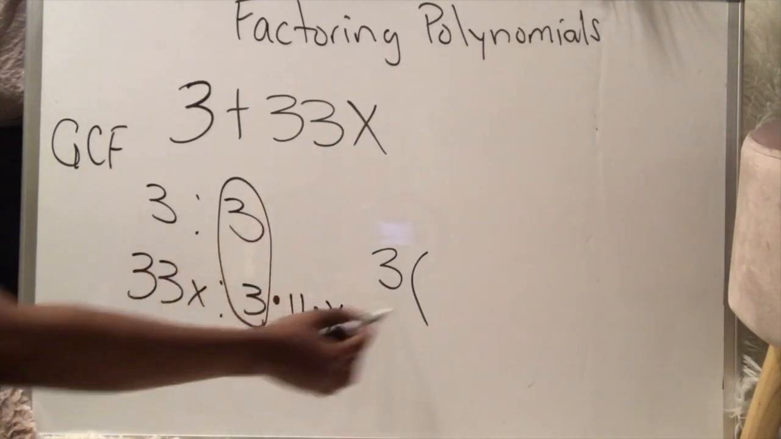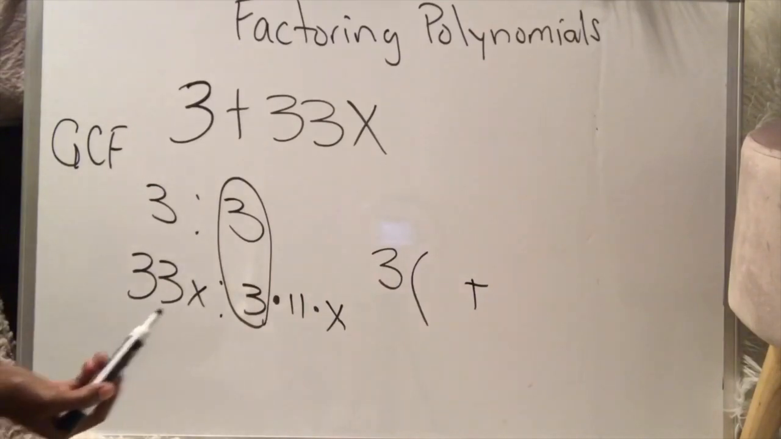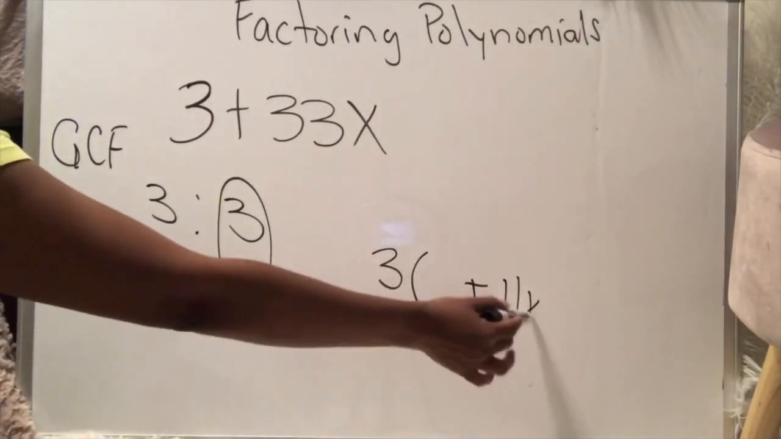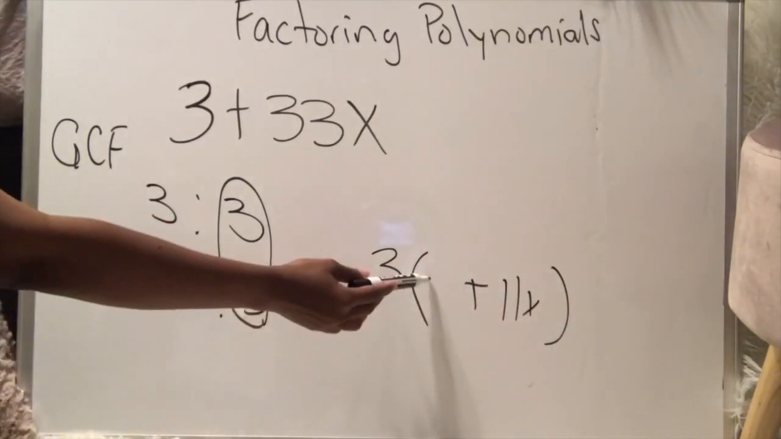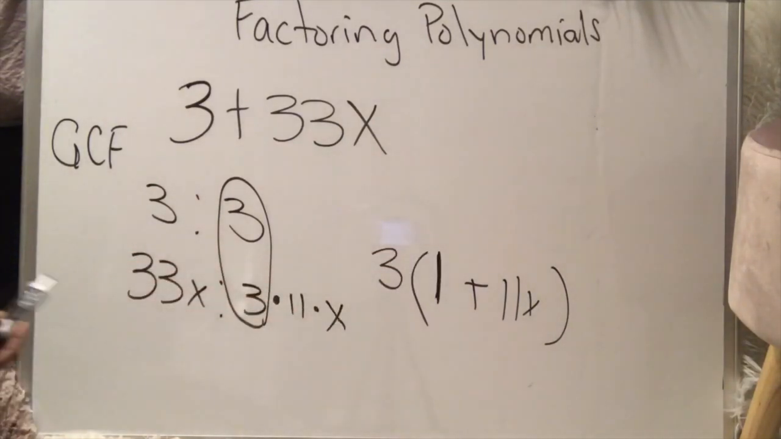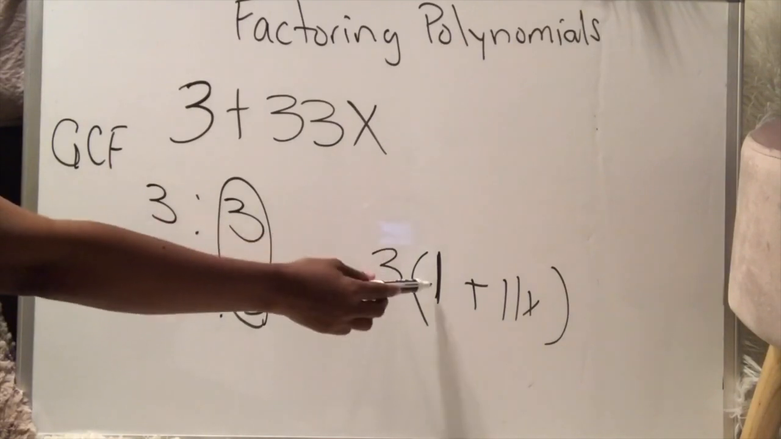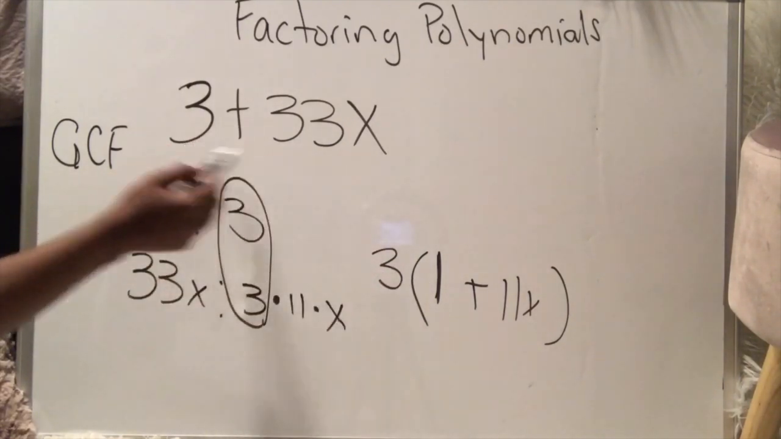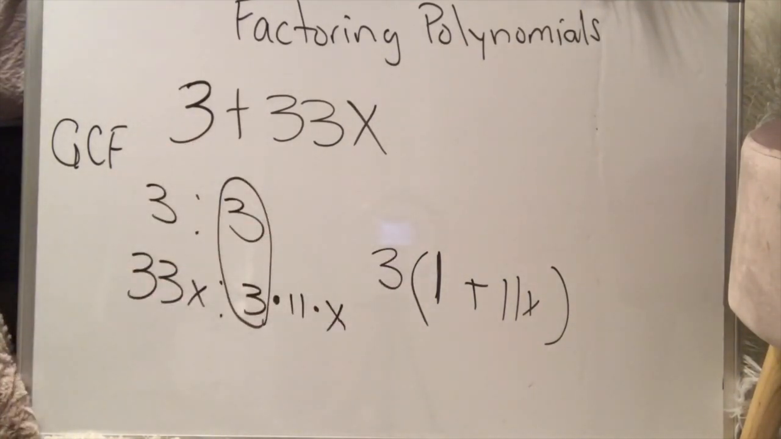Well, we know that we have to have a plus sign. And we have 11x right here. What do we put right here? We will put a 1, because we know 3 times 1 will give me 3. So therefore, we will put a 1. It will be 3 times 1 plus 11x.